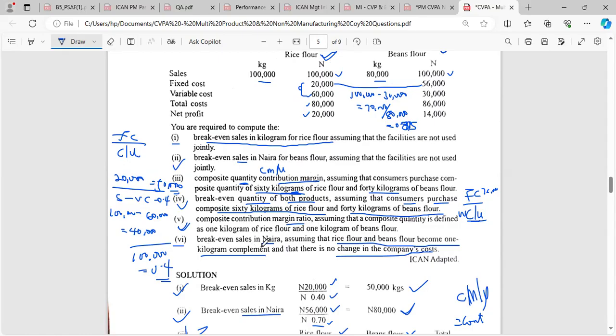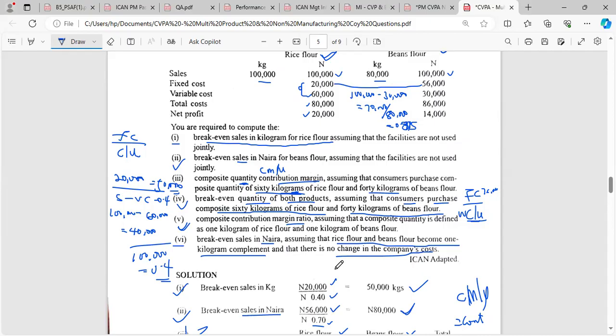Determine the break-even sales in Naira, which we already understand. Then it says that assuming that rice flour and beans flour become 1 kilogram complement. So we're only looking at 1 kilogram. We are not looking at 60 kilogram and 40 kilogram again. That's what they're trying to tell us. And there is no change in the company's cost. No other cost is changing. Variable cost is not changing, fixed cost is not changing, every other thing is the same.